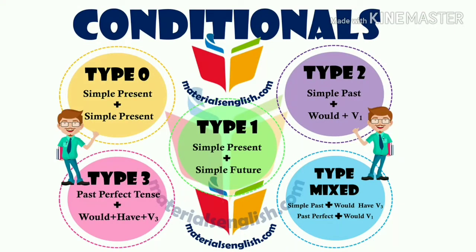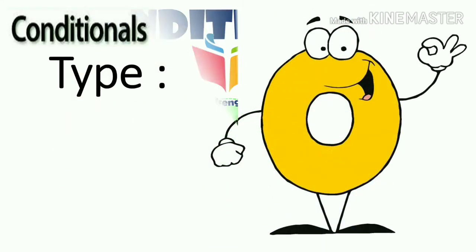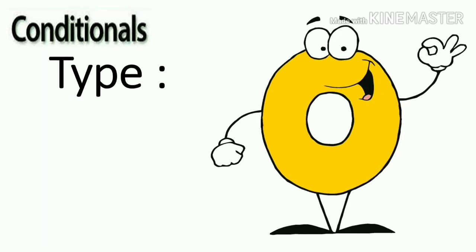Conditionals have different types: type 0, type 1, type 2, and type 3. We are concerned today with type 0 and type 1 for first year baccalaureate, and type 2 and type 3 for second year baccalaureate, and type mixed. It's not our concern today, but you can take a look at it. Let's start now with conditional type 0.